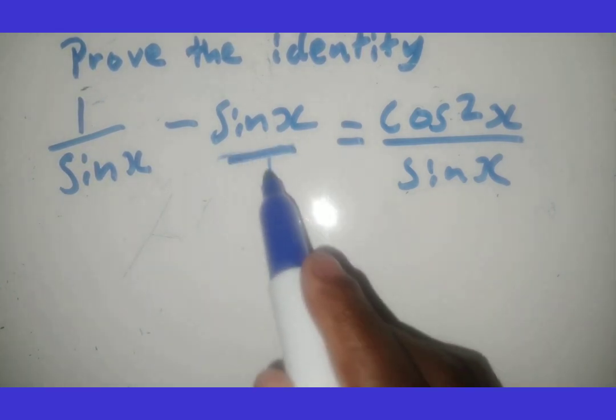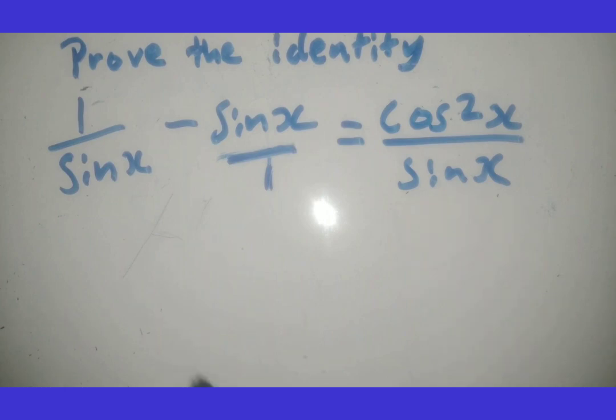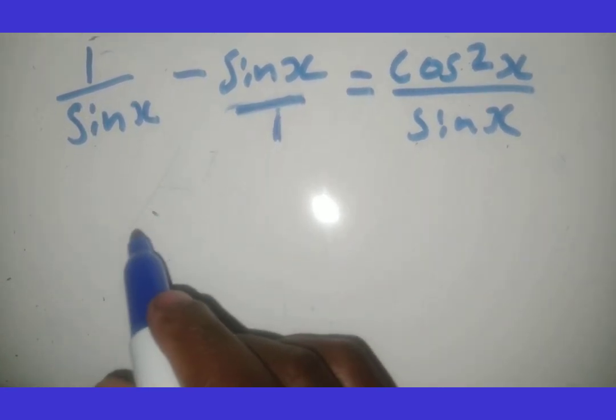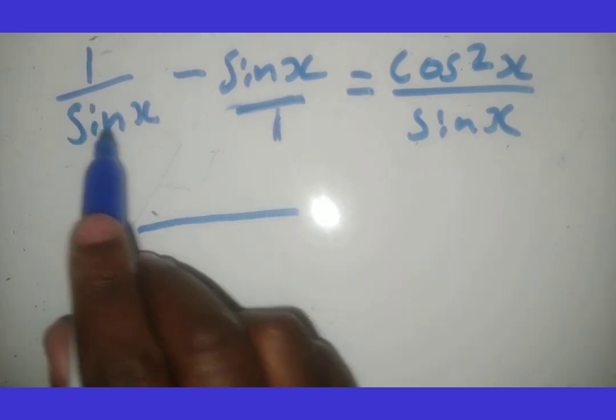So then this will become over 1. Then let's use the rules of adding fractions. The denominators are not the same, so since the denominators are not the same, we know the rule will multiply. We use the butterfly method.